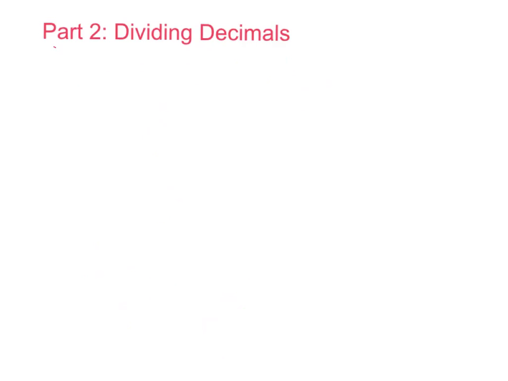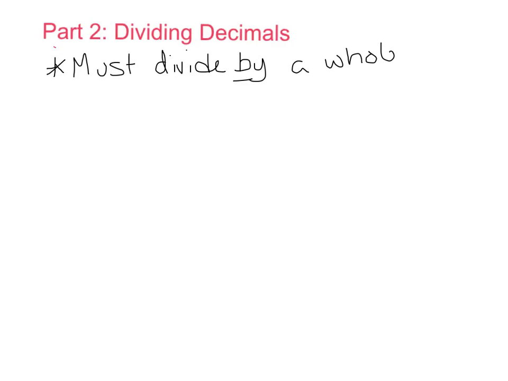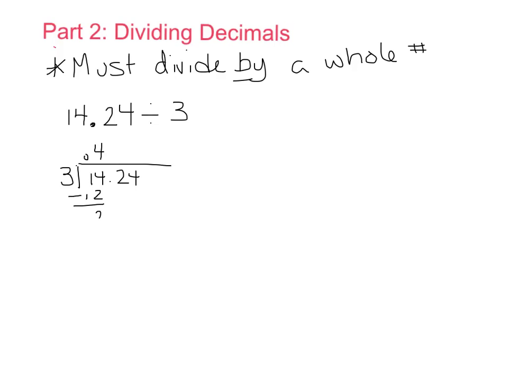When I look at dividing decimals, the key part is you must divide by a whole number. So if I want to know what 14.24 is when divided by 3, I can divide this just like normal. The 14.24 goes underneath the division sign. The 3 goes outside. 3 goes into 1 0 times, so you can write the 0 there just as a placeholder. 3 goes into 14 4 times. 4 times 3 is 12. Subtract the 12. Left with 2. Bring down the 2. 3 goes into 22 7 times.